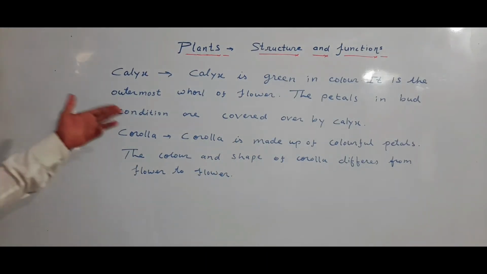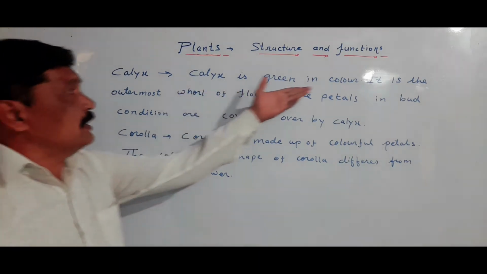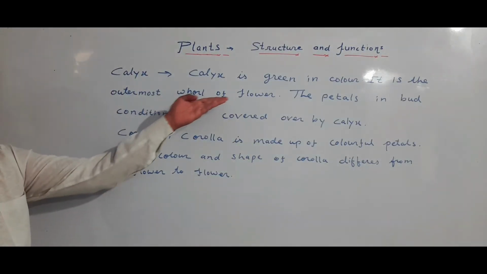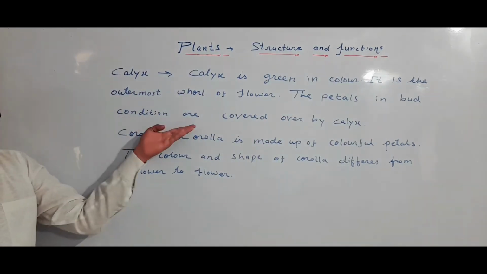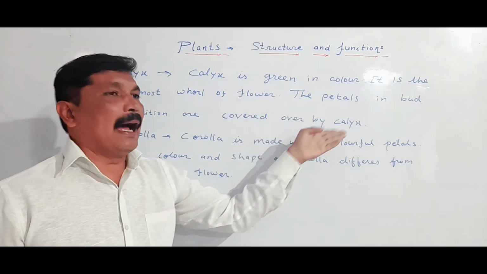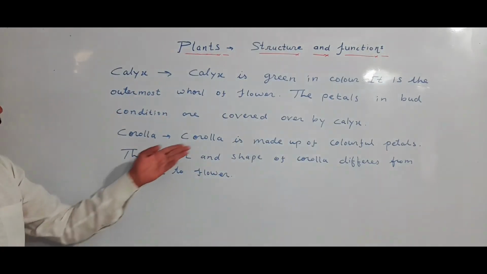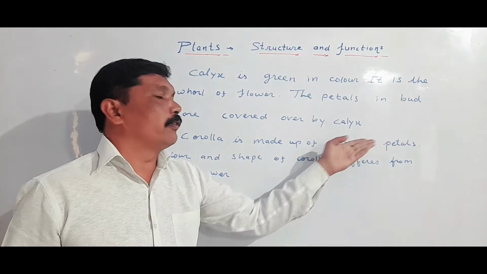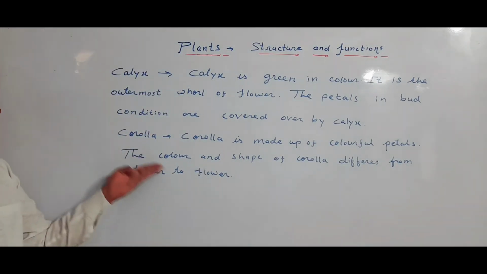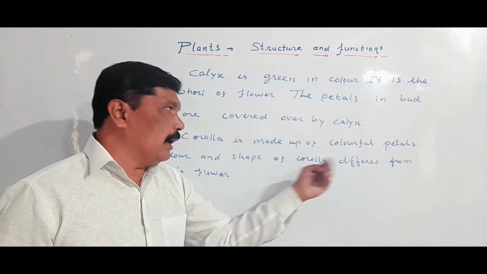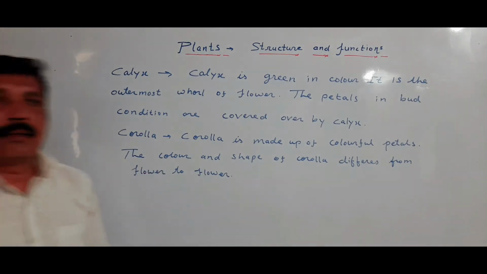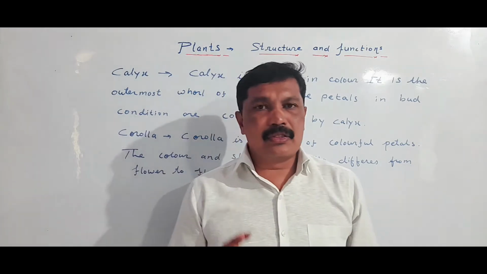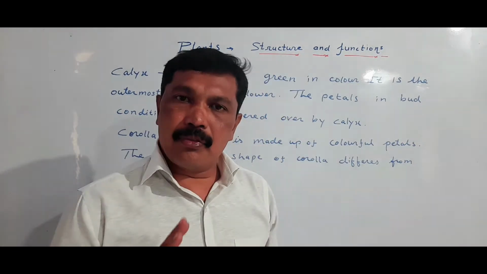Let's have brainstorming over calyx. Calyx is green in color. It is the outermost wall of the flower. The petals in bud condition are covered over by calyx. Corolla. Corolla is made up of colorful petals. The color and shape of corolla differs from flower to flower.